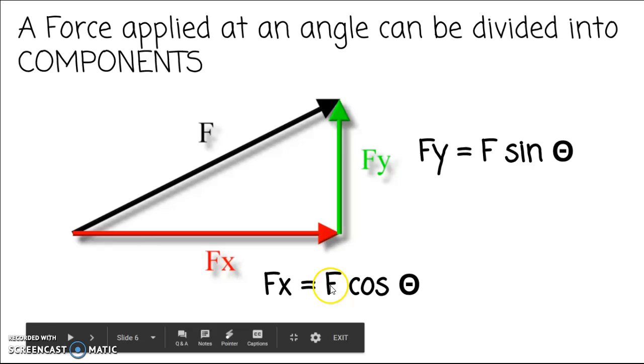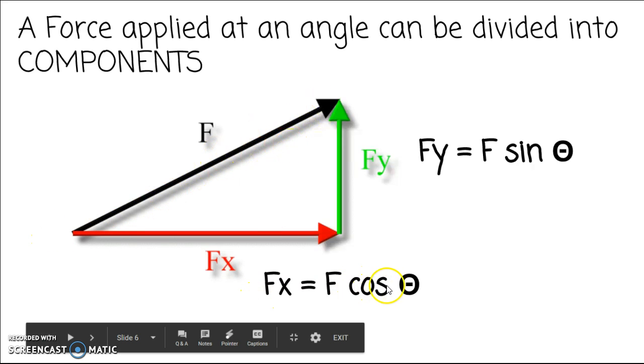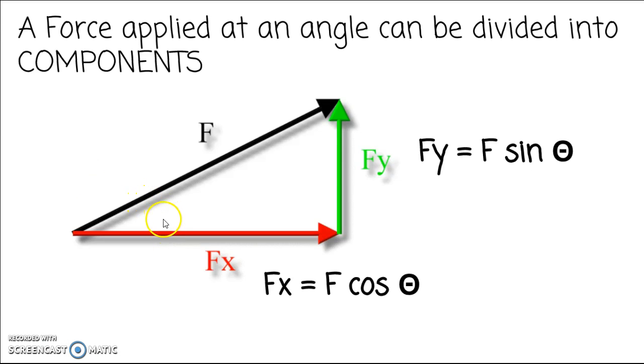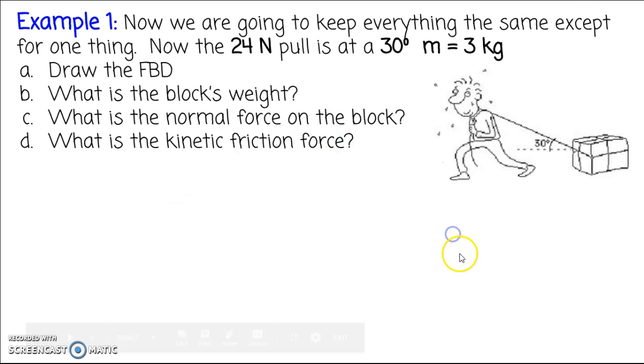The x component is always whatever the force is. So if this was 100, whatever this force being applied at an angle, multiplied by the cosine of the angle, assuming the angle's right here, which we always put there. And then the y component is the force applied multiplied by the sine of the angle. So you can't do anything with angled forces, so you've got to break them up into components every time. And that's what we're going to be doing on this next problem.